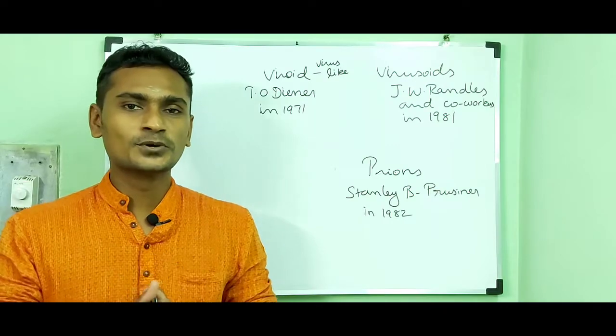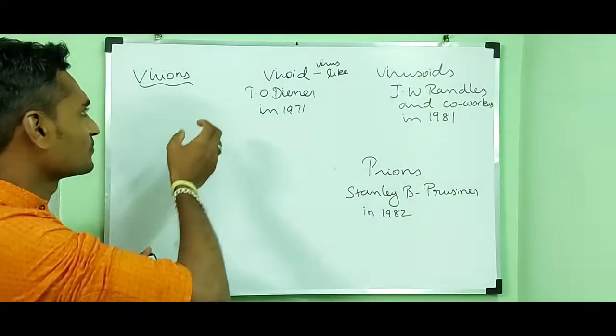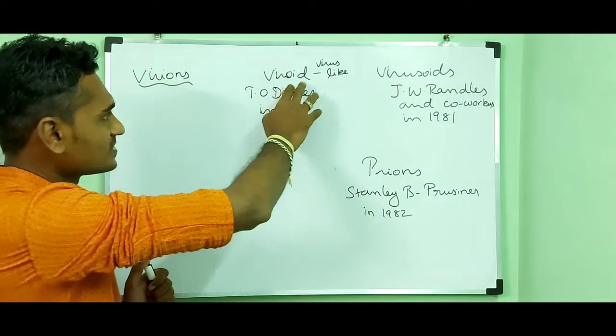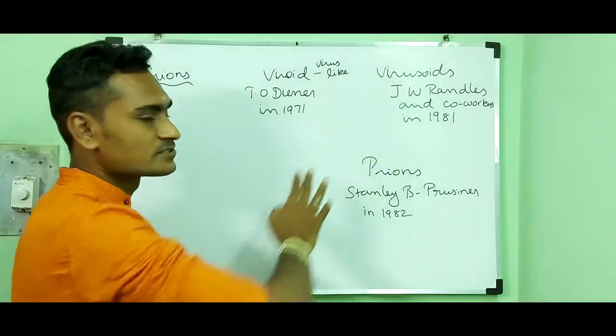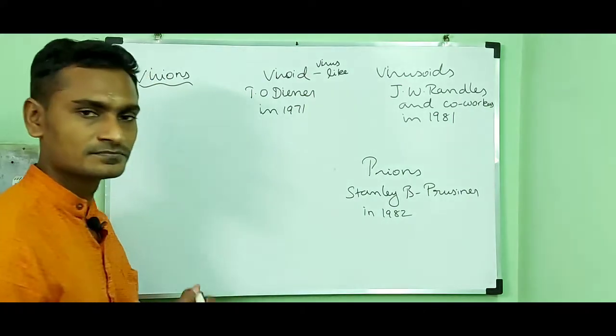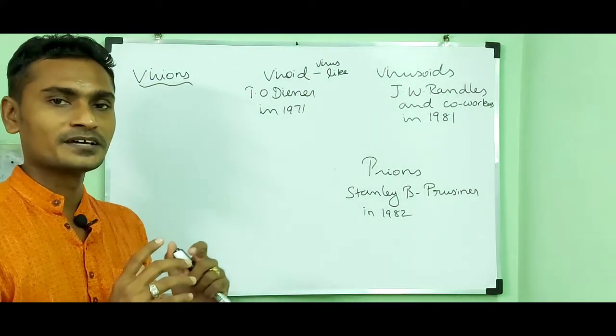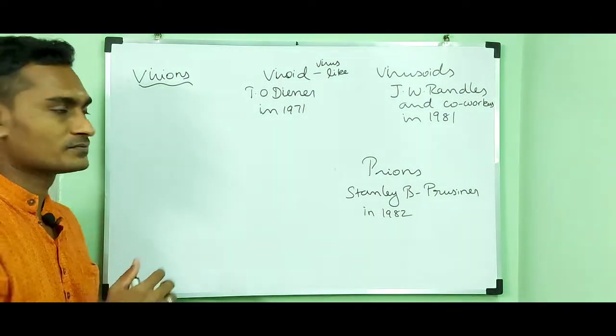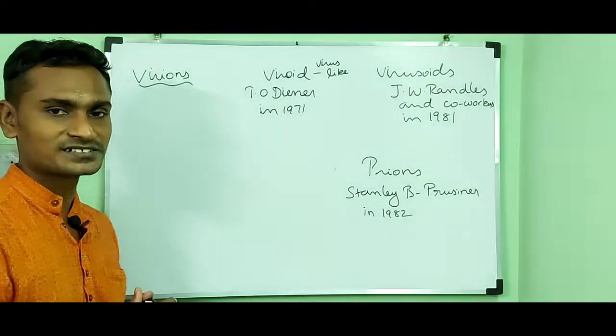Let me tell about the difference between the following terms. The first term is virion, the second one is viroid, the third one is virusoids and the fourth one is prions. Now I am going to explain each term one by one. First I go with virions.